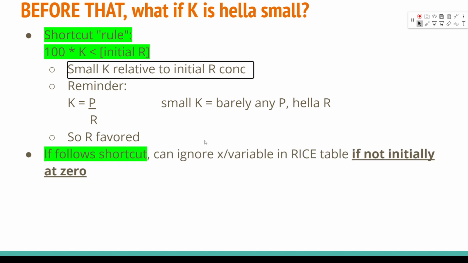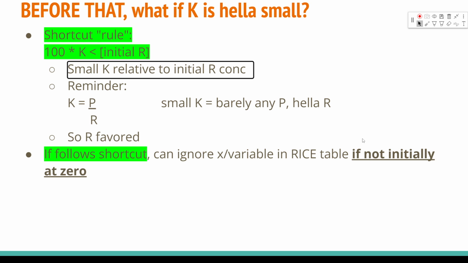So I'm going to ignore the variable in our rice tables if it was not initially at 0. Very key part of this shortcut. You can only ignore the variable if it's not initially at 0. And what I mean by that is, in the problem, you know how some things are given and some things are starting at 0. So if you're not starting at 0, then okay. So be very careful about ignoring X. Be careful.